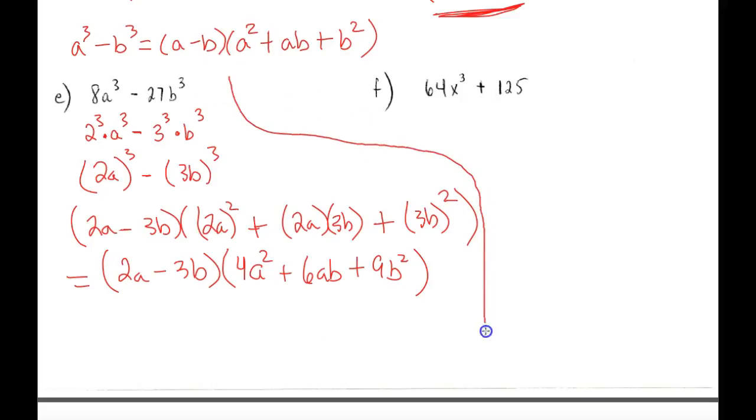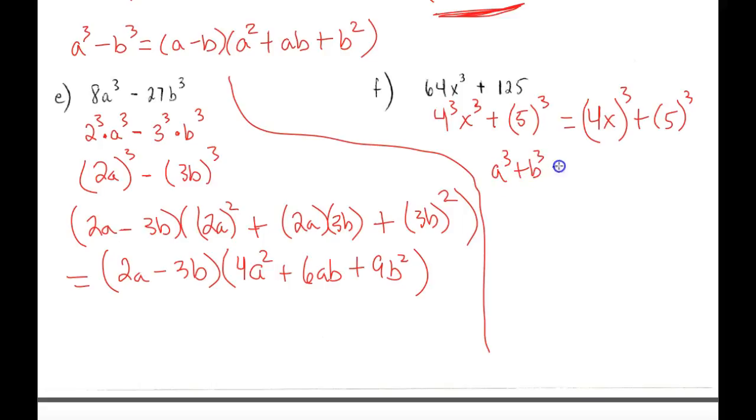All right, so for our last example here, 64 is the same as 4 cubed, and 125, we've seen that before, is the same as 5 cubed. So if we rewrote this, this would look like 4x quantity cubed plus 5 quantity cubed. And so in that, we'll use the sum of two cubes, which is a plus b times a squared minus ab plus b squared.